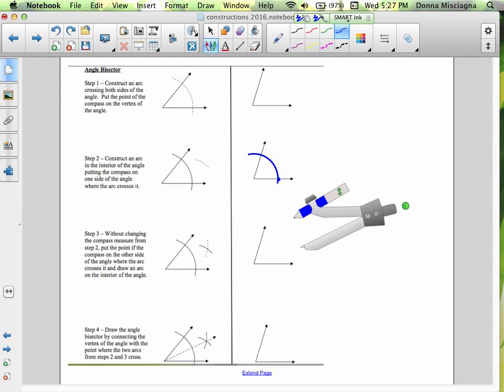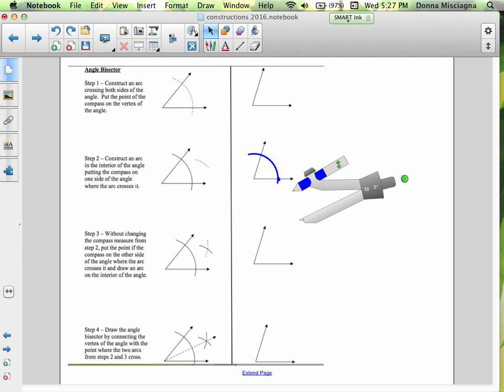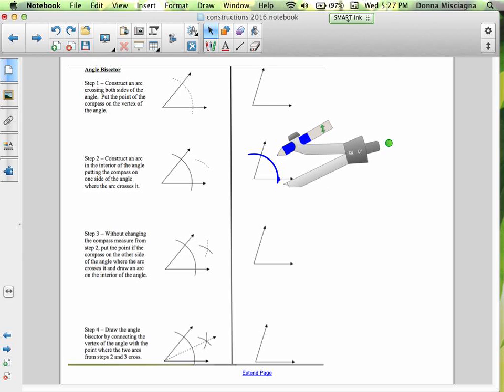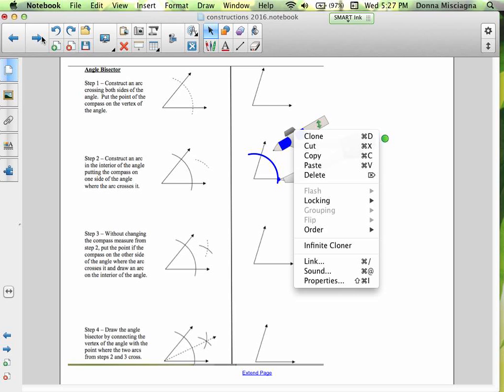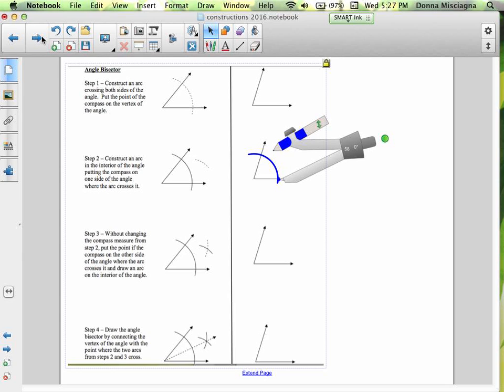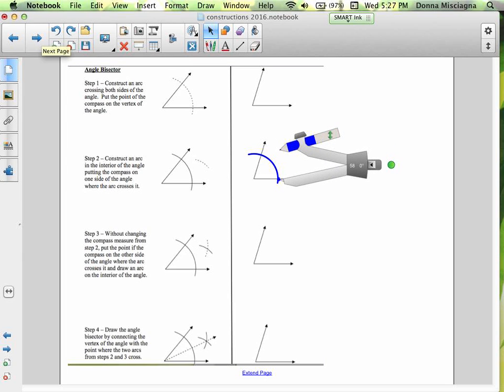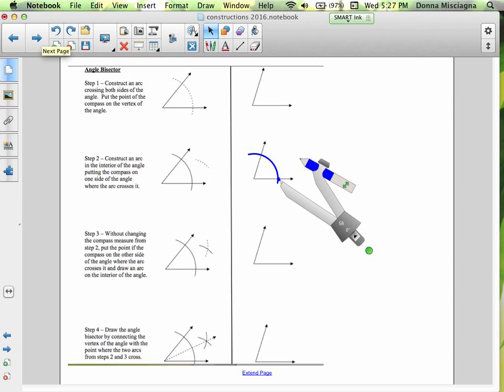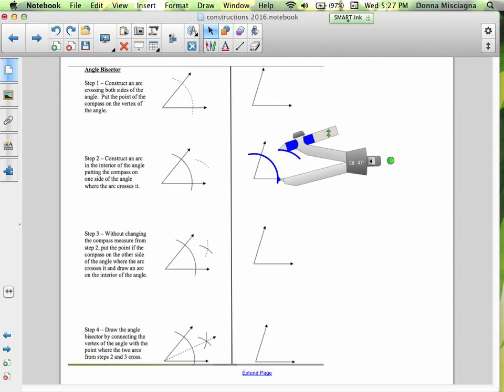We're going to put the point of the compass right there, where the arc intersects the angle. I'm going to make it maybe a little small. That's fine. So long as I make the arc big enough so they'll intersect, it'll be fine. Hey, where's my arc? There we go. Just have to push harder. All right, so there's our first arc.